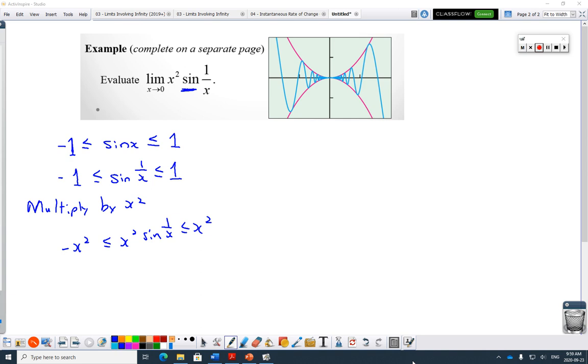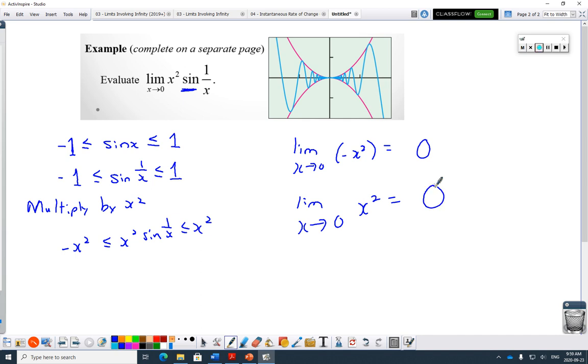Now, for sandwich theorem to work, the limits of the outsides have to be the same. So, limit as x approaches 0 of the negative x squared. What's the limit of this part over here? If x is heading to 0, what happens to negative x squared? 0. How about the right-hand side of this thing? Limit as x approaches 0 of x squared. What's that one heading towards? 0.